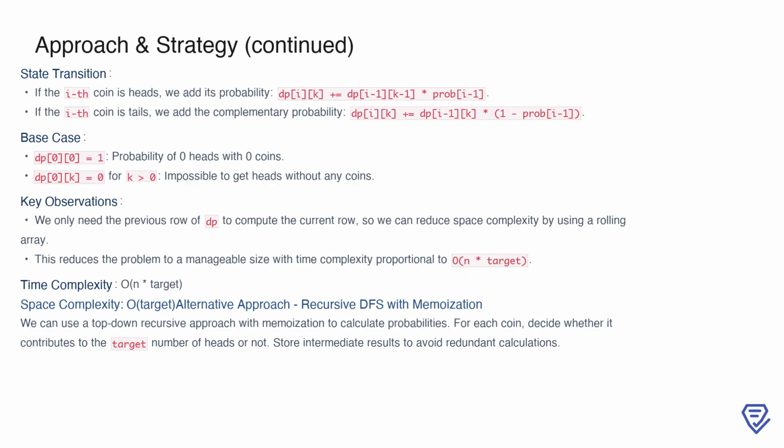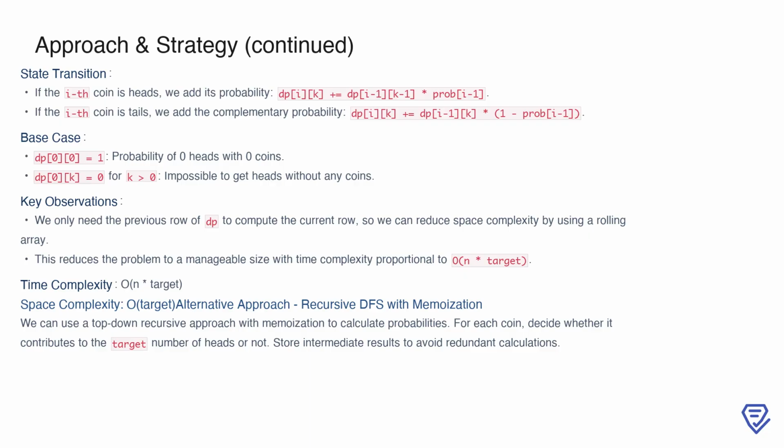The base case starts with dp[0][0] = 1, indicating that the probability of getting 0 heads with 0 coins is certain. For all other cases where k is greater than 0, we initialize dp[0][k] = 0 because it is impossible to achieve heads without any coins.